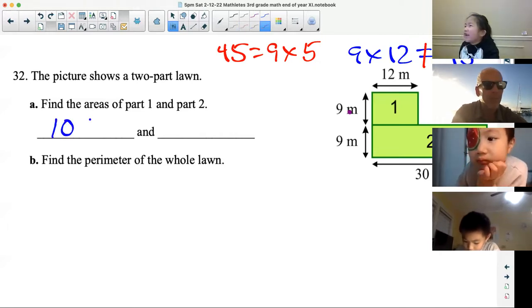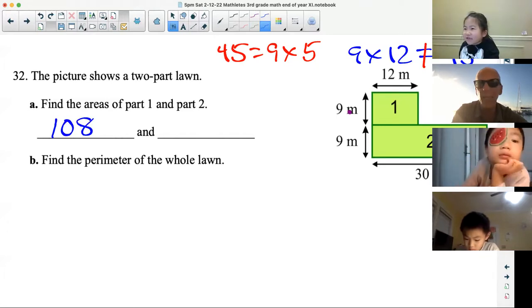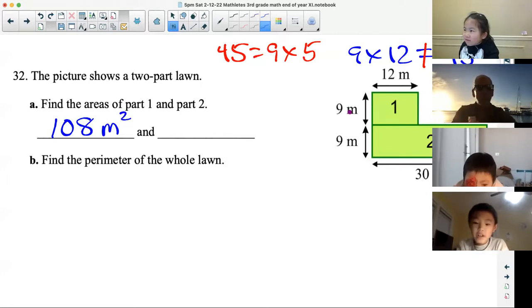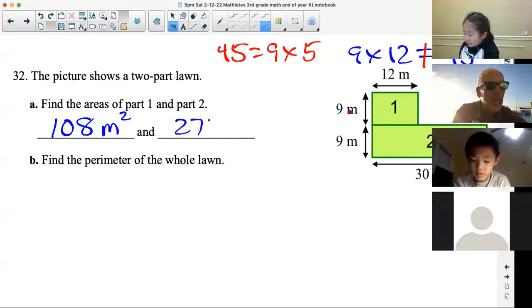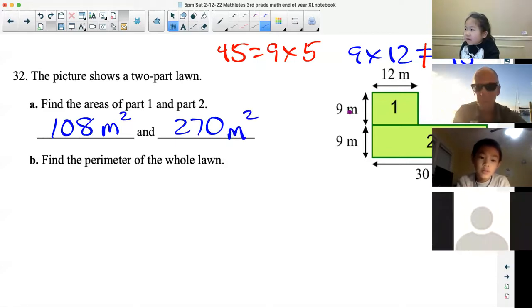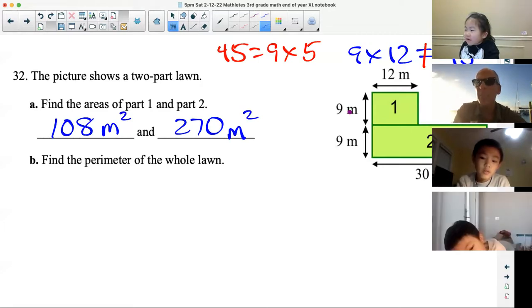108. And that is the number of square meters. Jason B, what about you for part 2? 270. Wow. But you can't say 270. You have to say 270 square meters. So does that make sense to you, Jason F?